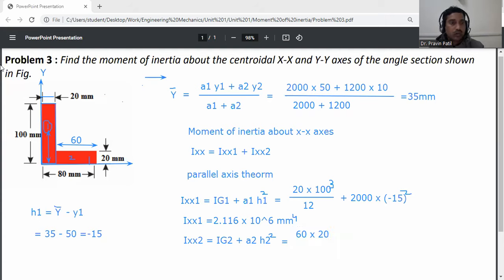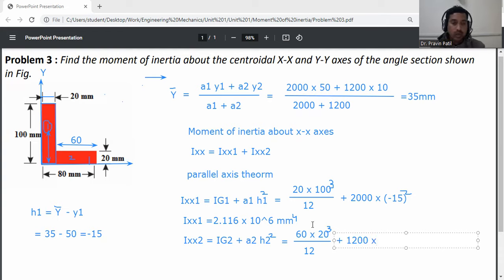So 60 into 20 cubed divided by 12, plus A2, which is 60 into 20, that is 1200 mm squared.